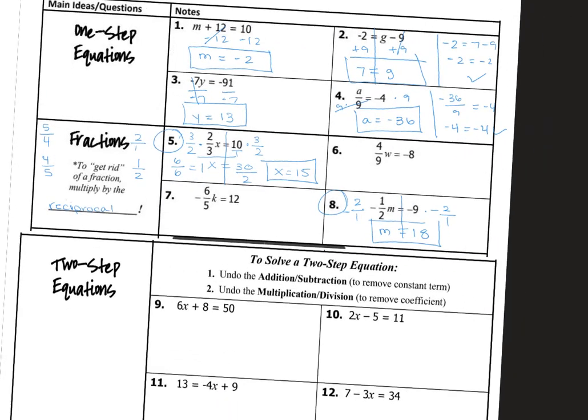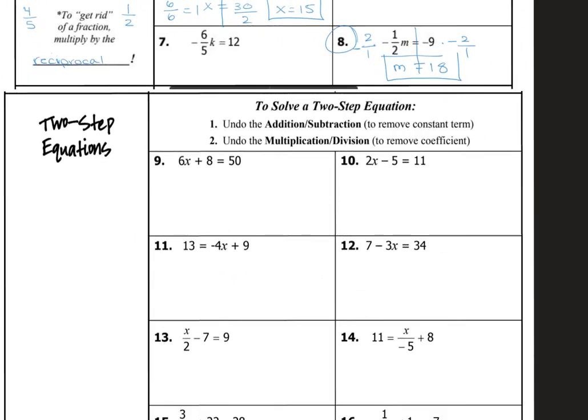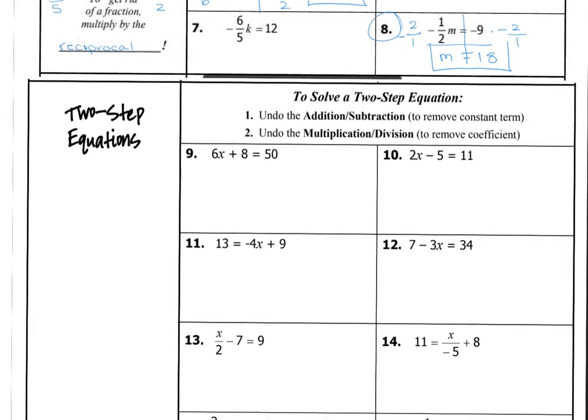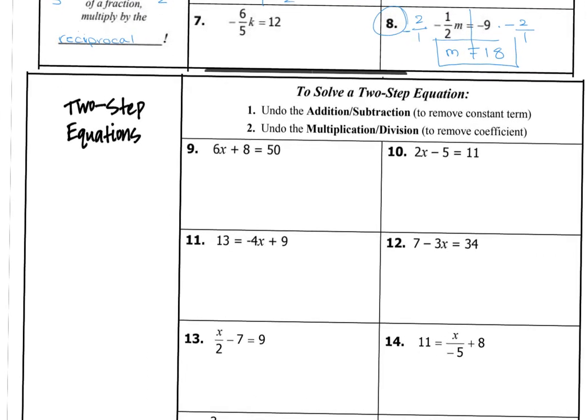All right, so now we're going to take a look at two-step equations. With solving two-step equations, we undo addition and subtraction, remove the constant term, and then we undo multiplication and division to remove the coefficient. So we always do addition and subtraction first, and then we're going to do division and multiplication. Again, we're not going to do all of these questions. Of course, if you want to go back and practice with them, that's completely fine.